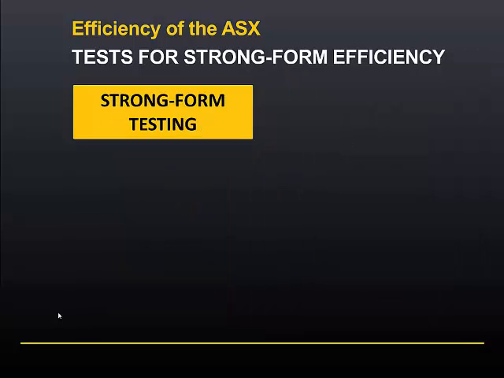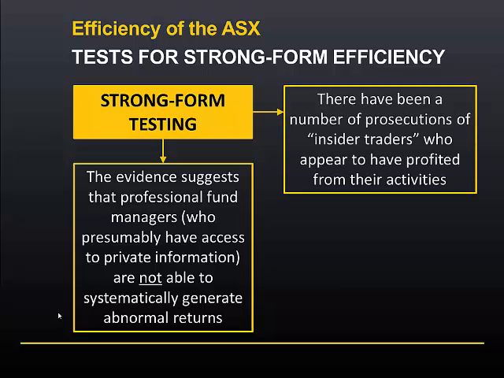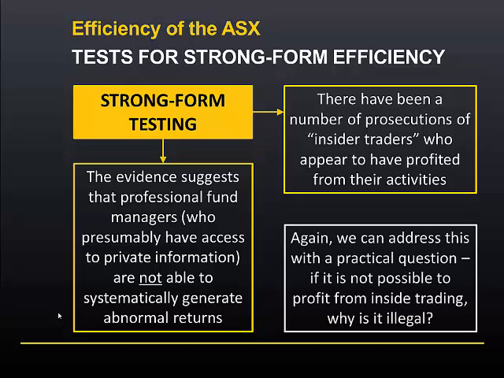Testing for strong form efficiency usually entails seeing if those with private information can make an abnormal return. The evidence suggests that professional fund managers cannot do this. They're not able to systematically and consistently outperform the market. Inside traders, on the other hand, do seem to be able to make a profit from their illegal activities. Here the evidence is mixed as to whether the market is strong form efficient, but if it is, once again there is a paradox. If the market was strong form efficient and insider trading was a waste of time, why would insider trading be made illegal?